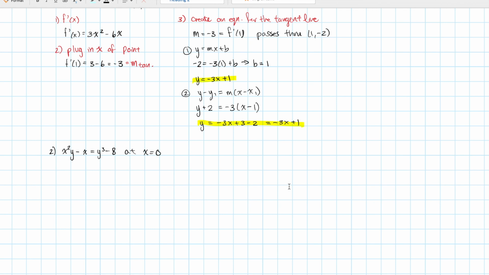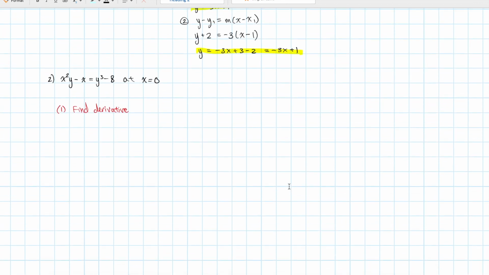Okay, so step 1, we want to differentiate. Right? We want to know what the derivative is. So find the derivative. If you're not too familiar with implicit differentiation, check out my other videos. So we start. We have the product rule at first. We have 2xy plus x squared dy over dx minus 1 is equal to 3y squared times dy over dx minus 0. And now we need to keep solving. So we're going to move everything with dy dx onto one side so we can solve for it.